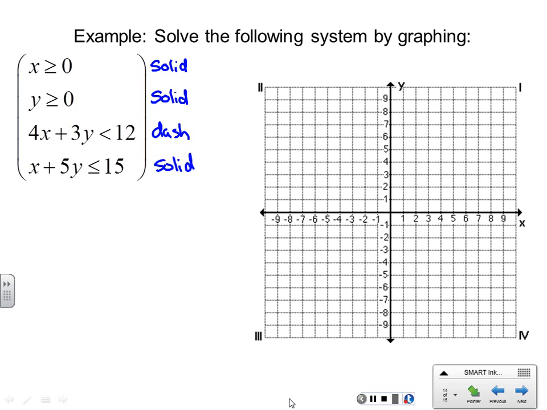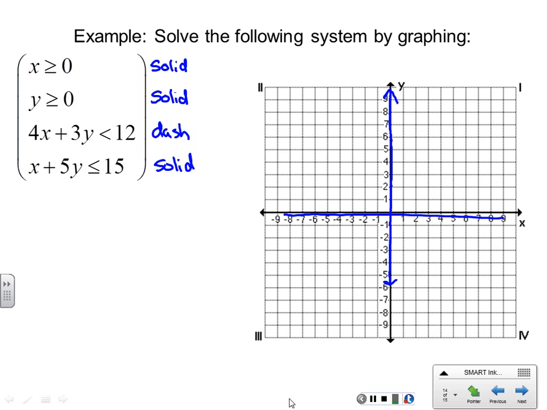Vertical. Anytime you see x equals, it's always going to be vertical. It's going to be a vertical line going through the x-axis at 0. It has to go through the x-axis at 0 only. If you draw it horizontal, it's not going through the x-axis just at 0. It's going through the x-axis at every single point, and that's not possible.